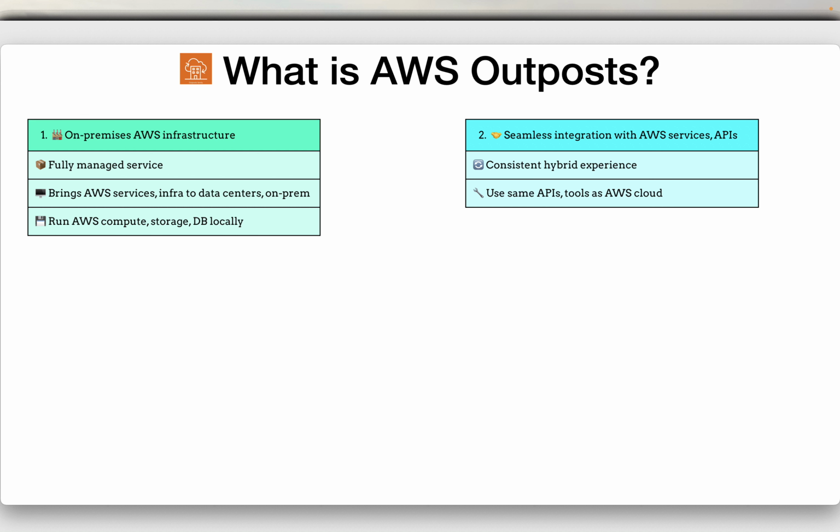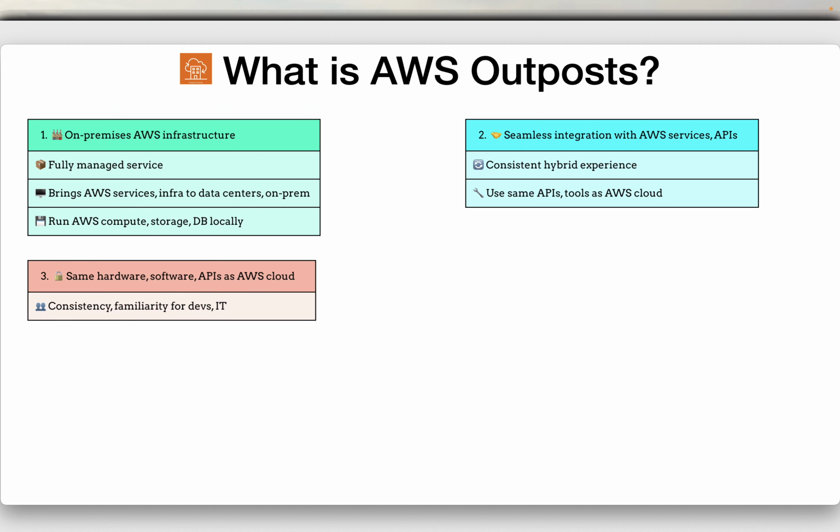AWS Outpost seamlessly integrates with AWS services, enabling customers to use the same APIs, tools and functionality they use in the AWS cloud, supporting a range of AWS services for a truly consistent hybrid experience. Same hardware, software and APIs as AWS cloud. So AWS Outpost provides the same hardware, software and APIs used in AWS public cloud regions, ensuring consistency and familiarity for developers and IT teams.